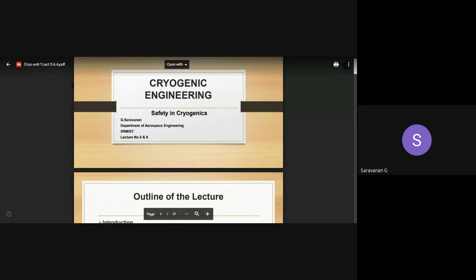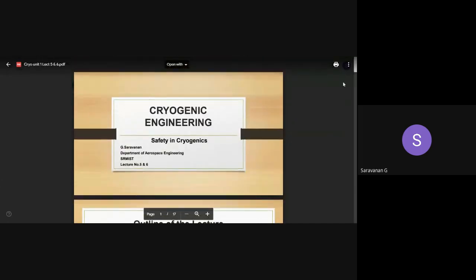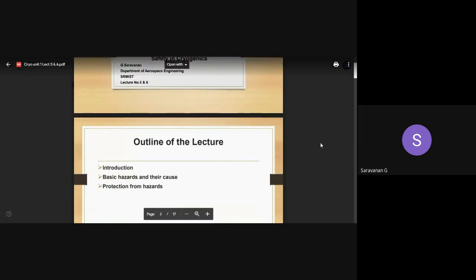In connection with these fluids, another important topic related to cryogenics is safety in cryogenics. We were discussing the properties, cooling, heating, chemical reactions, and what happens to material surfaces whenever they are in contact with these fluids. That was already discussed. Now we will discuss how to handle these fluids, what the safety aspects are, and what the different safety aspects in these cryogenic systems are. That is what we are going to discuss under this topic.